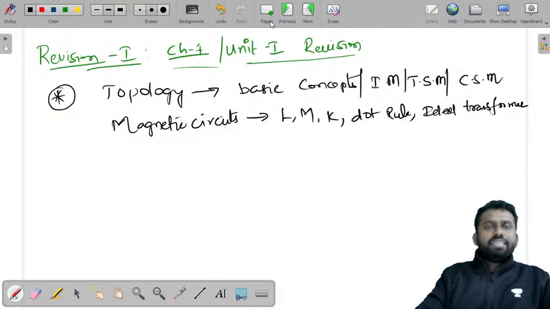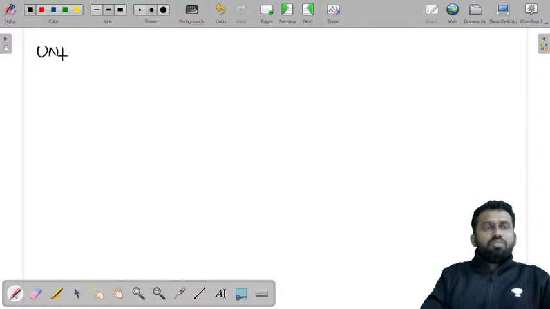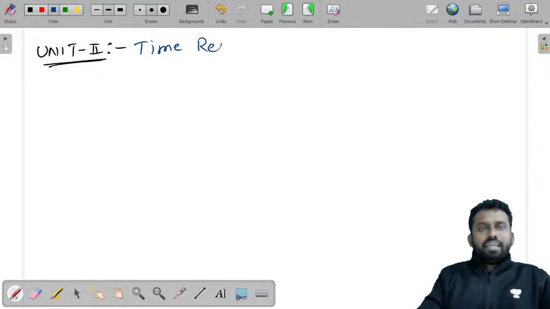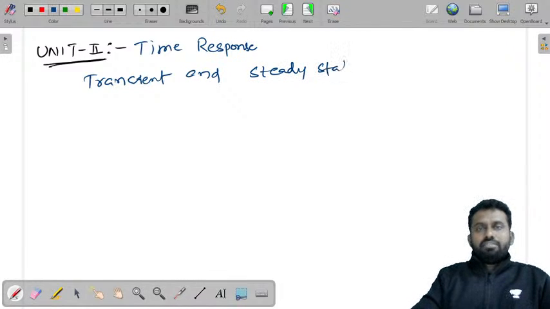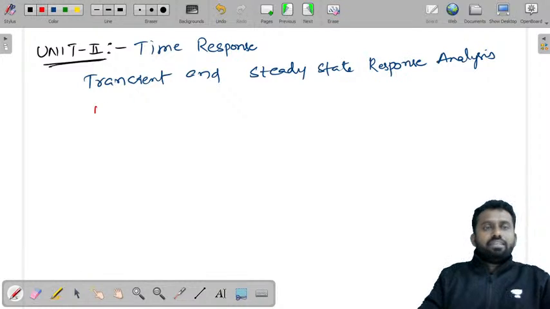Now coming to the second chapter, let's see the second unit. What is the second chapter? It is actually time response, or you may also name it as transient and steady state response analysis. This is one part and the other part is resonance. So today we'll start with resonance first, then we'll move on to the transients and steady state analysis.